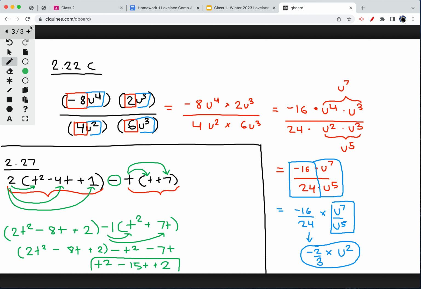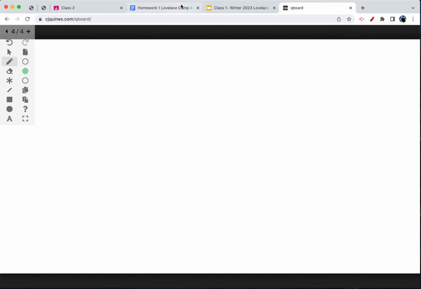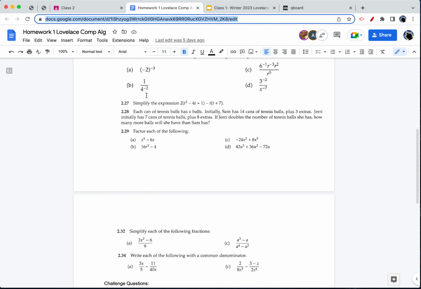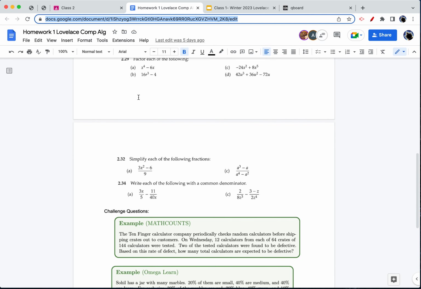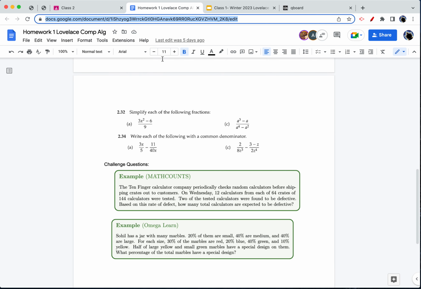So does anyone have any questions on this problem? Okay. So then we'll go over these two problems. So 2.34a and 2.34c.